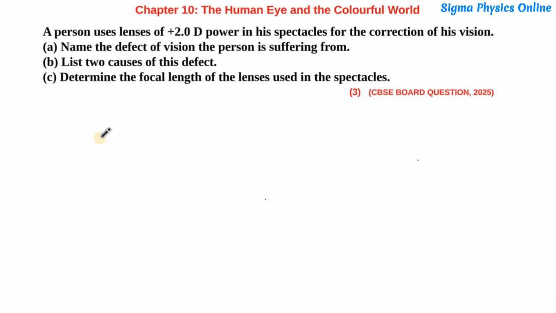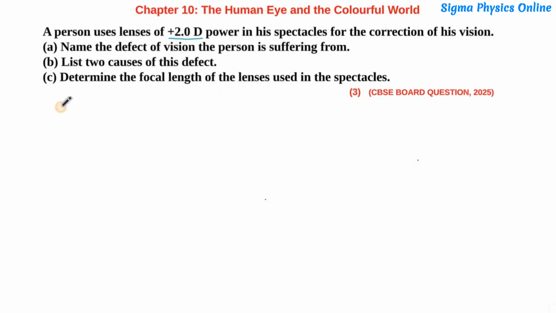Hello students, welcome back. Let's take up another board question, and this question is from the chapter Human Eye and the Colorful World. The question reads: a person uses a lens of plus 2.0 diopter power in his spectacle for the correction of his vision. Name the defect of vision the person is suffering from, list two causes of this defect, and determine the focal length of the lenses used in the spectacle.